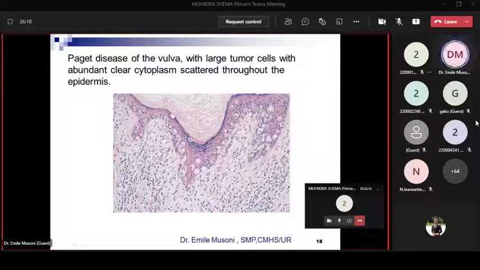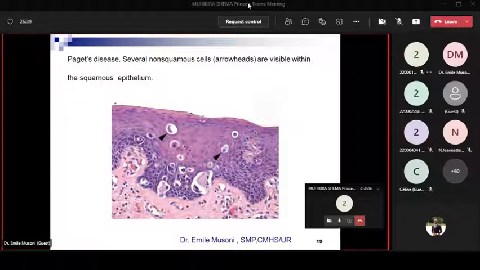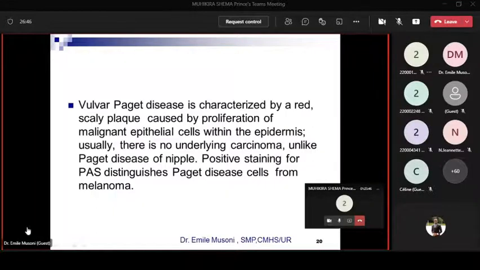It can even be found on the nipple of the breast, but it can also be found in the vulva. So don't be surprised when they say Paget cells on the vulva. And when it is in the breast, in that case it is malignant. For example, here, these are the cells. This one you have seen.